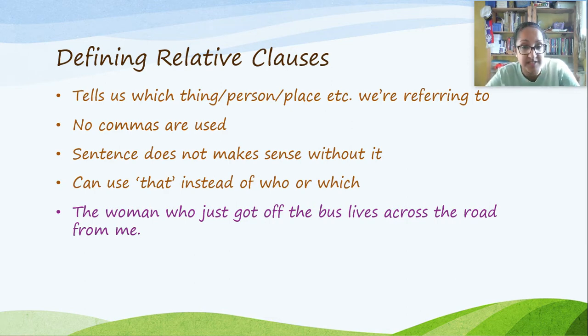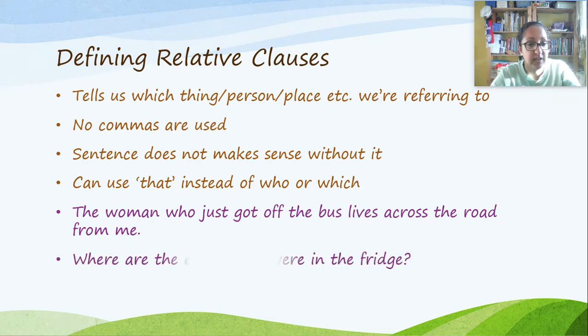We can use that instead of who or which. So here we can say, the woman that just got off the bus lives across the road from me. Let's have a look at another example. Where are the eggs which were in the fridge? So which were in the fridge is the defining relative clause, and it tells us which eggs we are talking about.